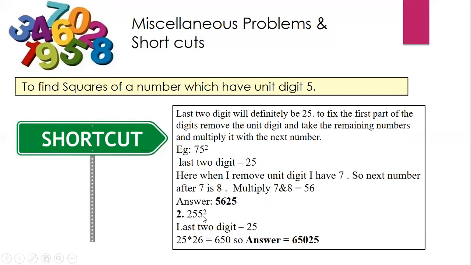Similarly, 255 square. Here we can split it like 25 and 5. 5 square is 25, so the last two digits are fixed. Now we need to multiply this 25 with the next number numerically, which is 26. So 25 into 26 is 650. In order to easily get 25 into 26, we know 25 square is 625. So 25 into 26 means we just need to add 25 more to it, which gives 650. So our answer will be 65025.